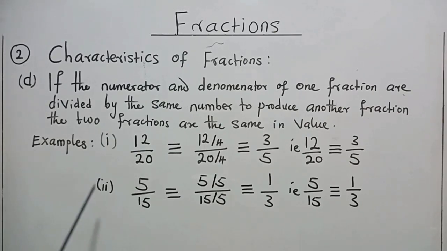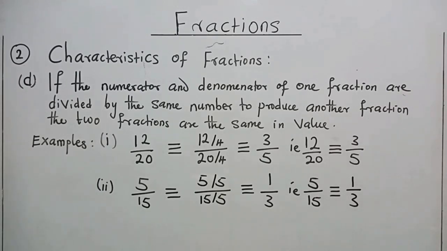The same thing is what has happened in this one example here. We have 5 over 15. Let us divide this 5 and this 15 by a chosen number. Permit me to choose 5 to divide both of them with. When 5 divides this 5, we have this 1. When 5 divides 15, we have this 3. That means that this fraction has produced this fraction, and the 2 of them are equal in value. That is to say that this 5 over 15 is equal in value with this 1 over 3.